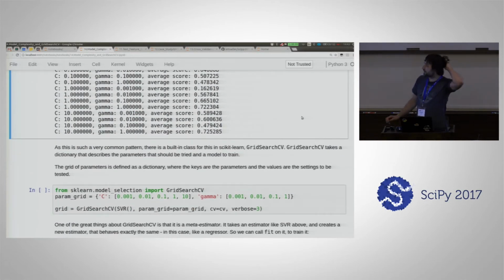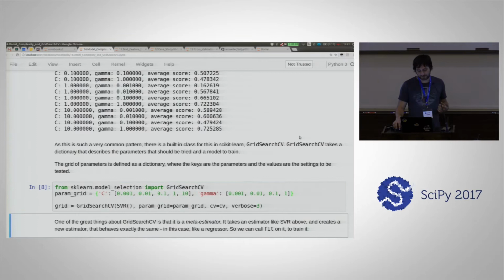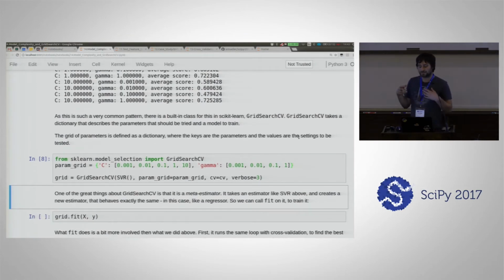And so because this is such a common pattern, again, we have a helper for this in scikit-learn, which is called GridSearchCV. GridSearchCV is what we call a meta estimator because it takes a model, for example, support vector regression or linear regression or whatever model you have, and it creates a new model or a new estimator that uses this model internally, but also finds the best parameter for you.